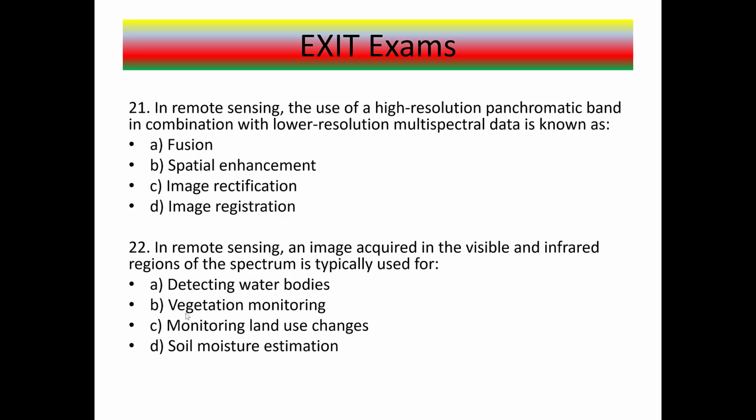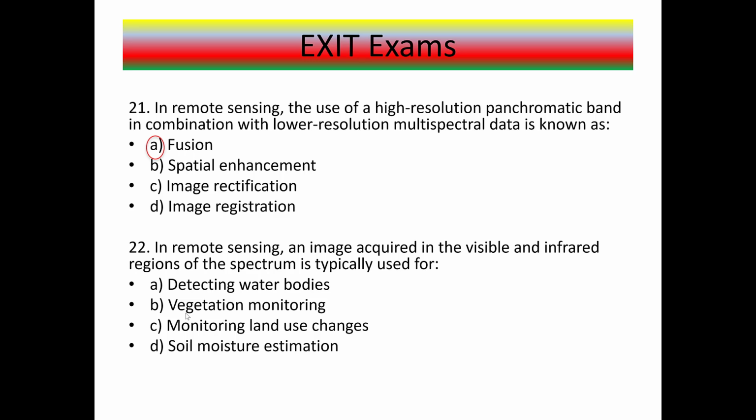Question number 21. In remote sensing, the use of a high resolution panchromatic band in combination with a low resolution spectral band is known as: fusion, spatial enhancement, image classification, image restoration. So we have a high resolution panchromatic band, in the case of Landsat 15-meter resolution, and multispectral images at 30-meter resolution. So combining them is called image fusion. This is a type of combination or merging or alignment.